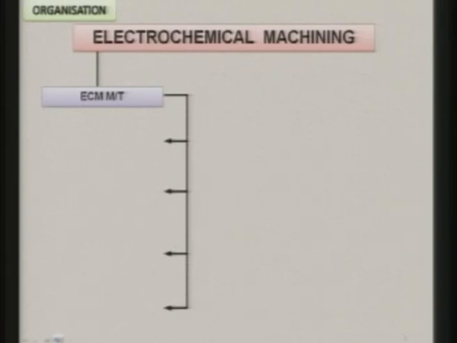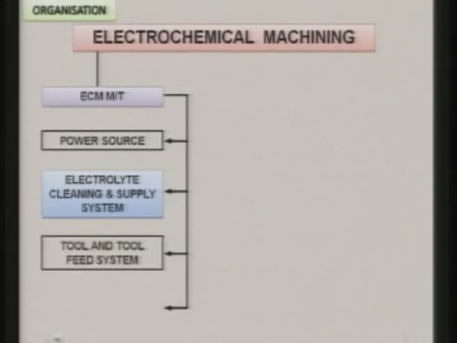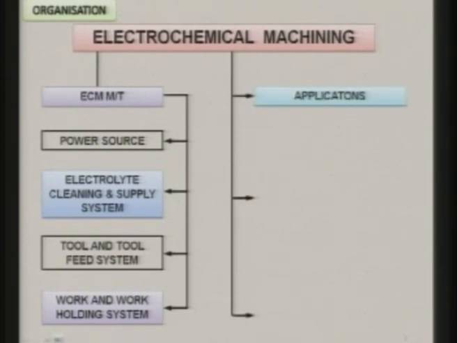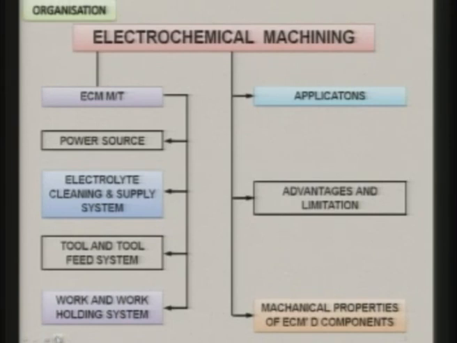I will show you the electrochemical machining machine tool, which consists of various elements, namely power source, electrolyte cleaning and supply system, tool and tool feed system, work and work holding system. I will also show some applications of electrochemical machining, advantages and limitations, and the properties of the electrochemically machined components. Is there any change in the properties of the machined component or not?